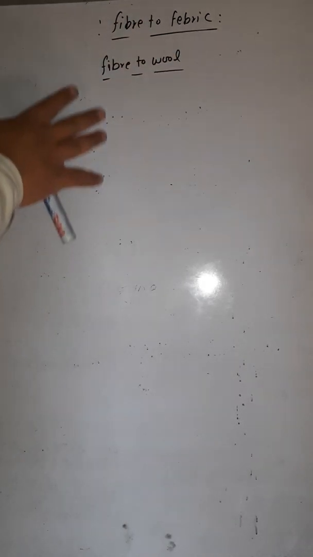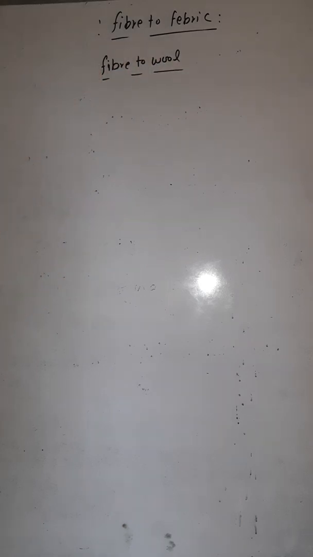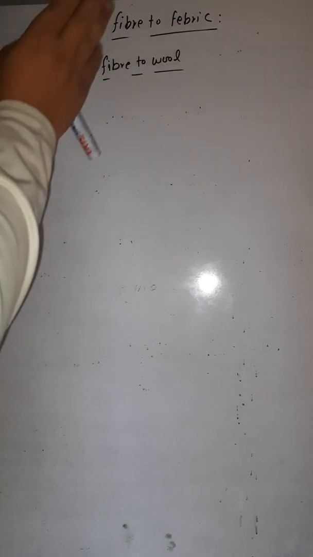Hello dear students, so now we would move ahead in chapter number 3 of class 7 science, that is Fibre to Fabric. From today we are going to start the process of obtaining wool from the fiber. Those processes we would start from today. How to obtain the wool from the fiber.